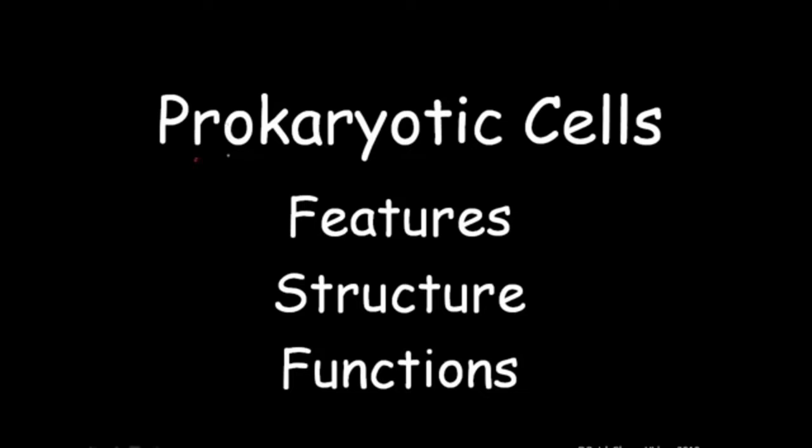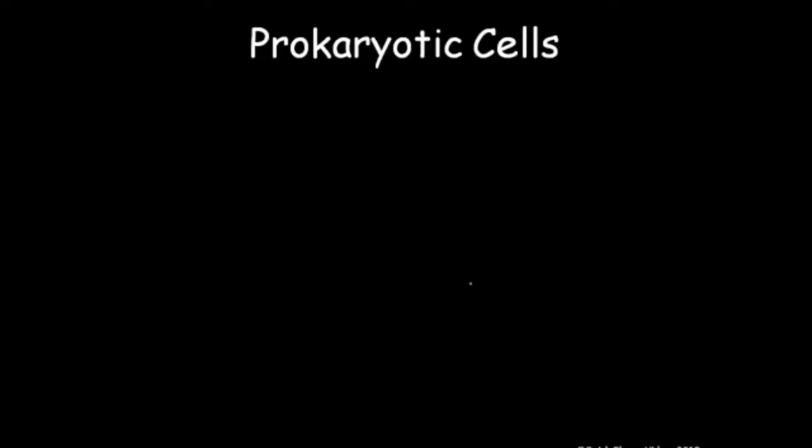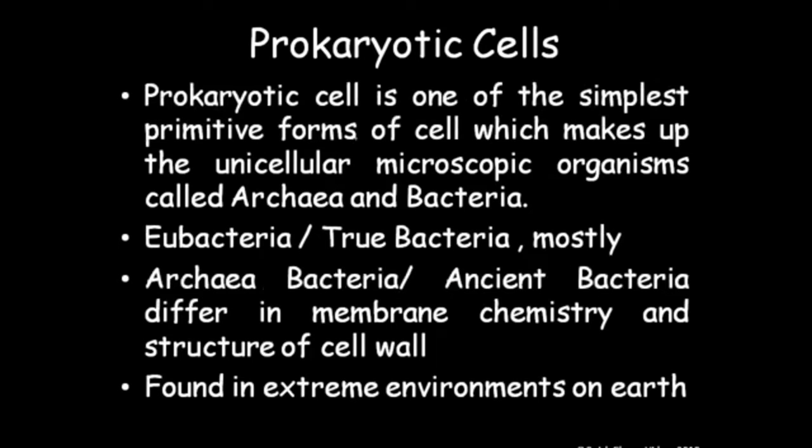Today we'll discuss prokaryotic cells, their features, structure and functions. A prokaryotic cell is one of the simplest, most primitive forms of cell, which makes up the unicellular microorganisms called archaea and bacteria. Bacteria can also be called eubacteria or true bacteria, and most prokaryotes are true bacteria.